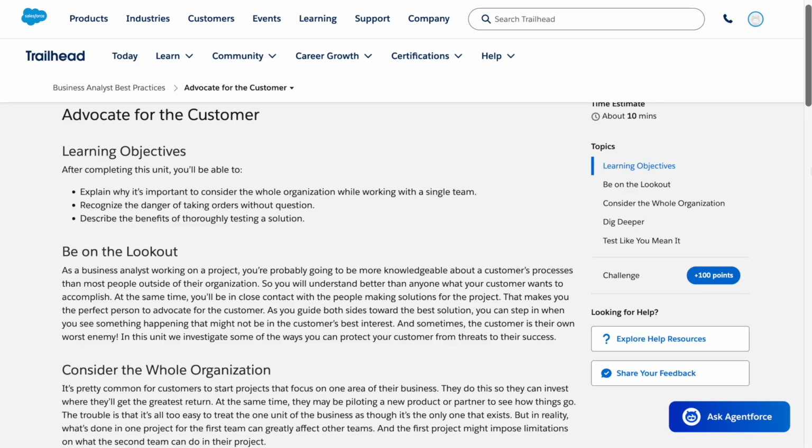Advocate for the customer. Learning objectives. After completing this unit, you'll be able to explain why it's important to consider the whole organization while working with a single team. Recognize the danger of taking orders without question. Describe the benefits of thoroughly testing a solution.